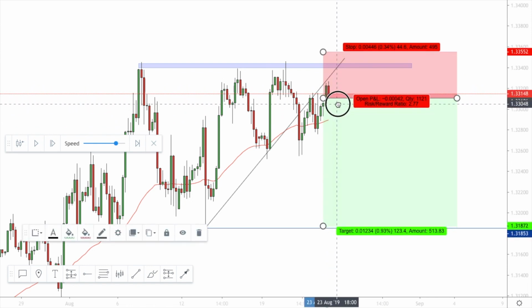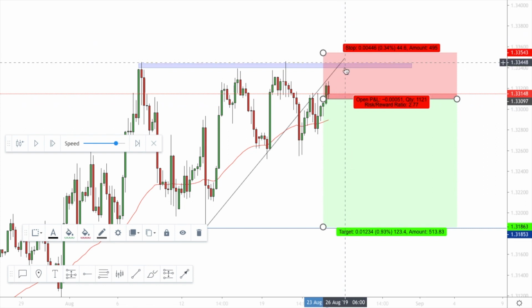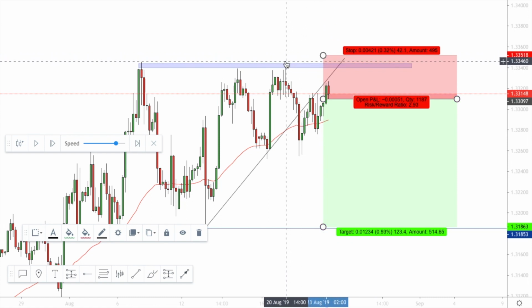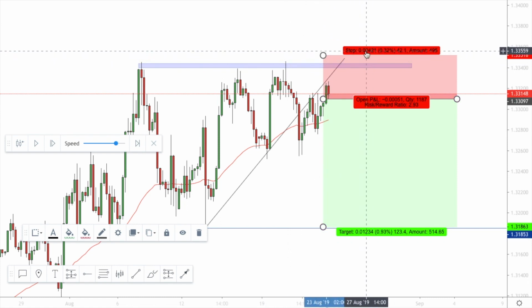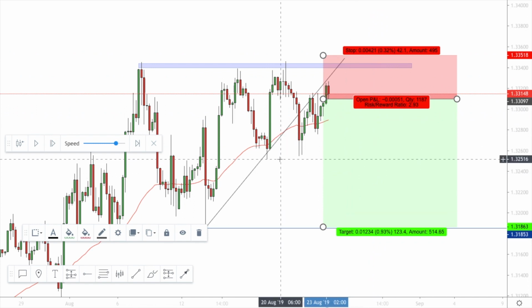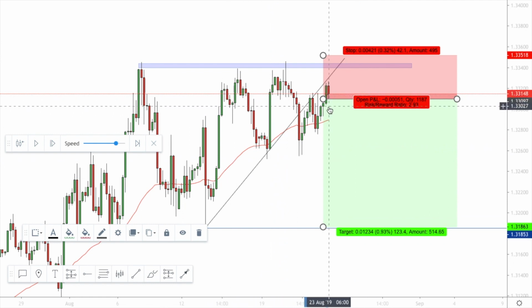So I'd place my entry 2 pips below this candle, and my stop loss just above the high here, a 42 pip stop loss. So there's many ways of managing this trade. The first way I'm going to be explaining is moving to break even at 1%.